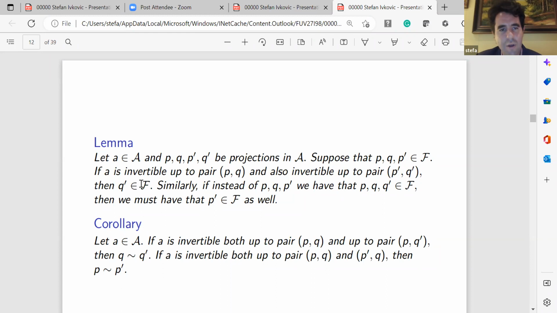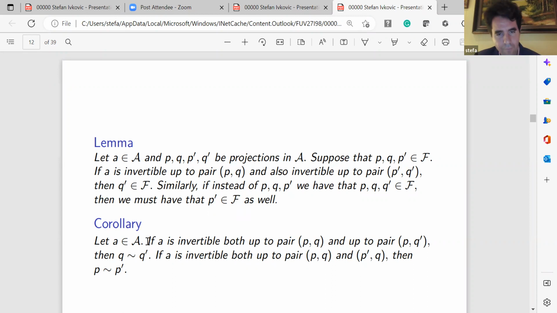So due to finiteness of the first two, and of the first one here, and to the fact that A is invertible up to both these pairs, it follows that Q prime has to be a finite element. And likewise, if you assume that P, Q, and Q prime are finite, but not necessarily P prime, and A is invertible up to both these pairs, then it turns out that P prime also is finite. It seems to be just a technical lemma, but it really has applications for other proofs, and it required some work. From the proof of this lemma, we have a corollary, which is not a corollary of the lemma itself, but of its proof, and which is also useful for other purposes.